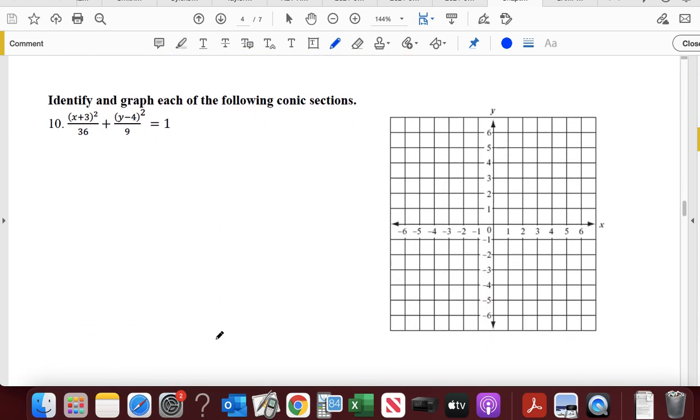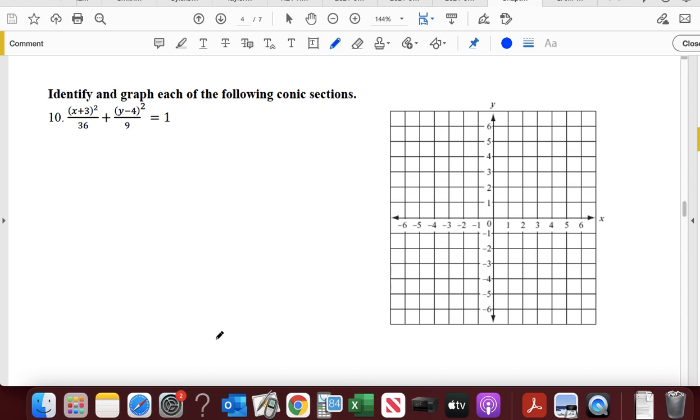Okay. Now I'm going to identify and graph each of the following conic sections, which I'm going to do in a second review video. So cutting this in half, end of the first chapter 9 test review right here.